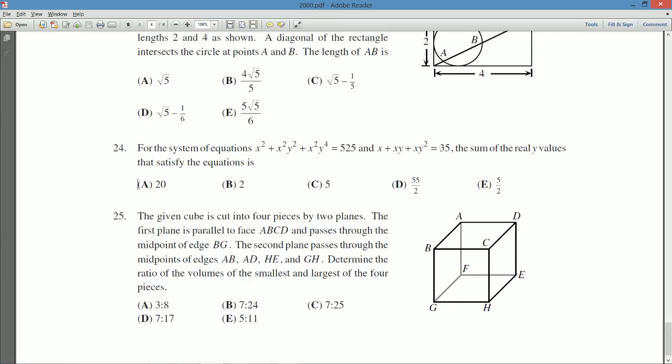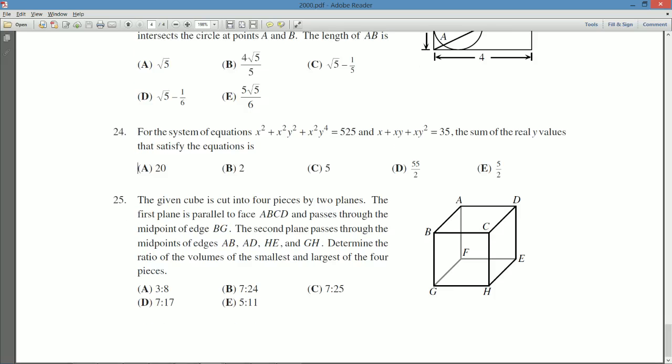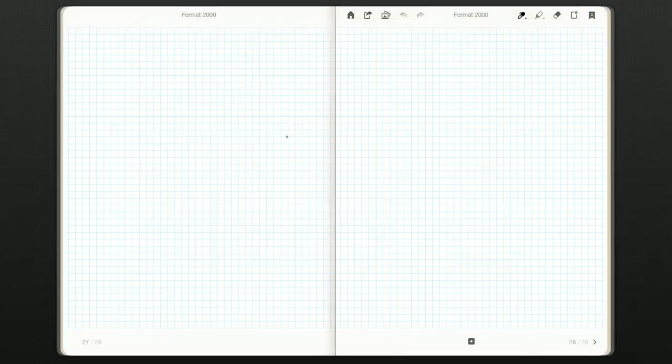Alright, so for it to be a system of equations, if I have a pair of x and y that satisfy this one, then they've got to satisfy this one. That's what it means to solve a system of equations. You have to solve both the equations simultaneously. So, let's write these guys down and see where we can go.